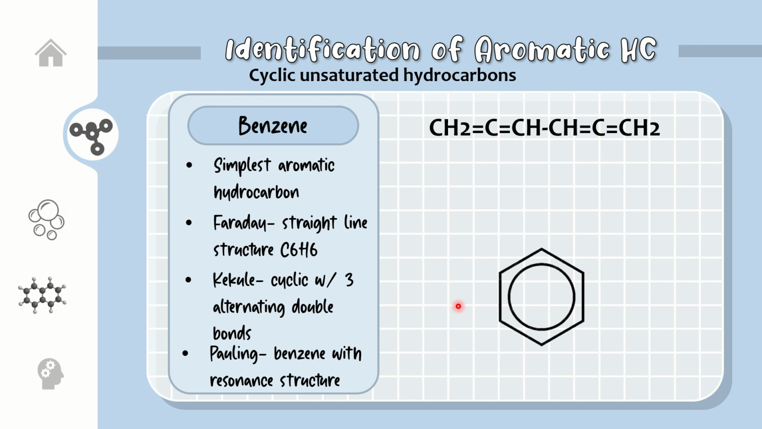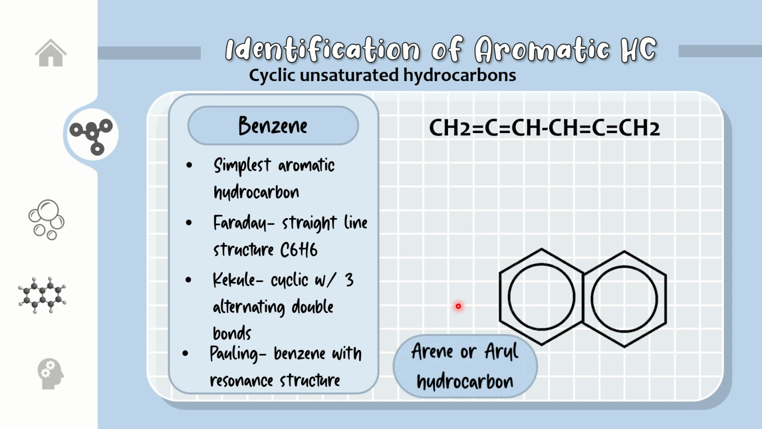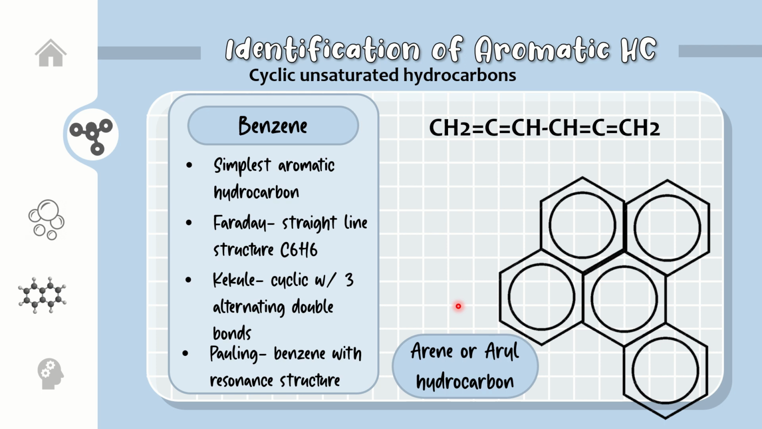Other scientists also name the aromatic hydrocarbons as arenes or aryl hydrocarbons. Some of the aromatic hydrocarbons consist not only of one benzene, but some consist of two benzenes, like naphthalene, or more than two benzene rings, like benzopyrene. And all of these structures, regardless of how many benzene rings they have, are called aromatic hydrocarbons.